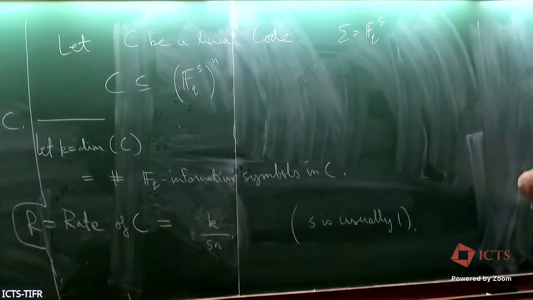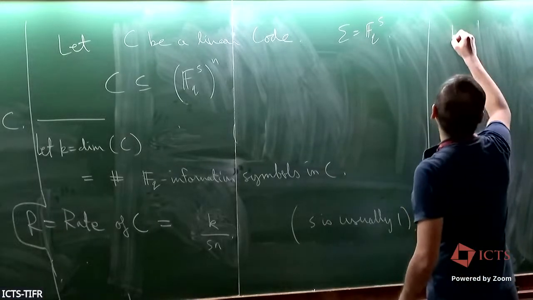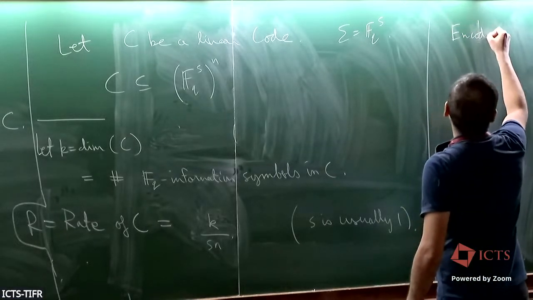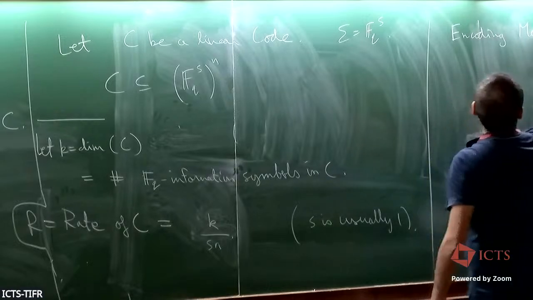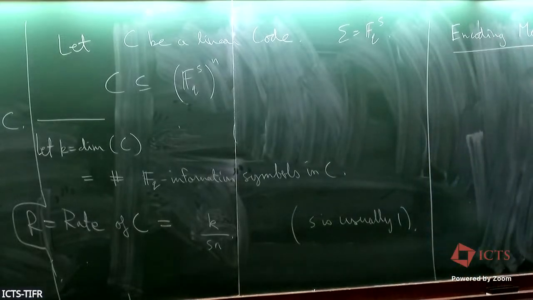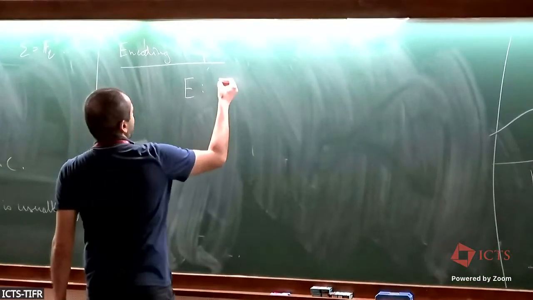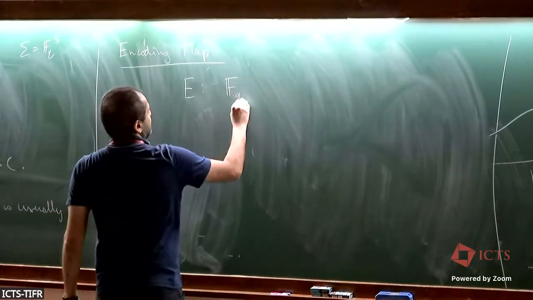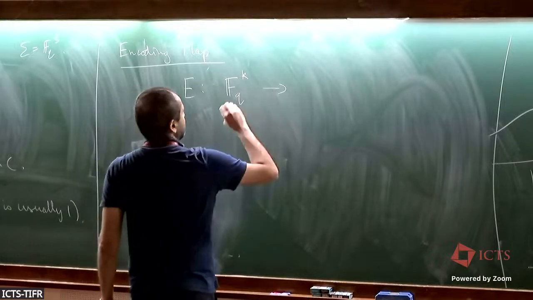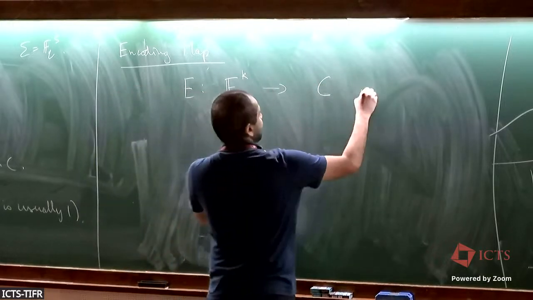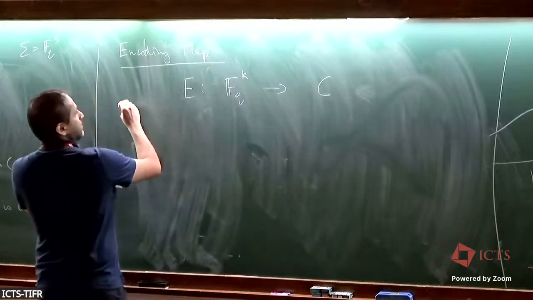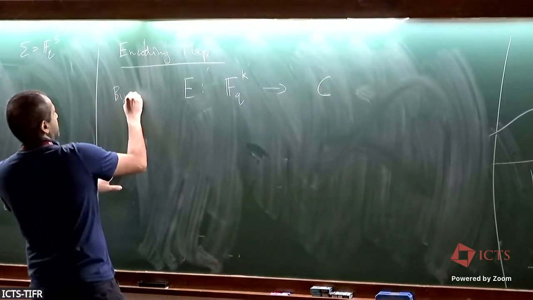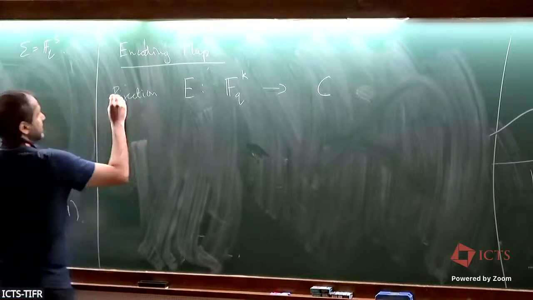Right, and then our encoding map. An encoding map is a map E from F_q^k to C, which is a bijection. And it's a linear bijection.